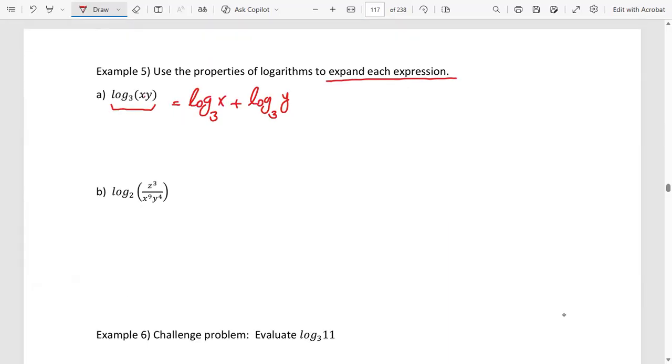Next example. I see a fraction. Fraction means division. Okay, so that means I have to use the quotient rule. And based on the quotient rule, I can have the log of the numerator minus the log of the denominator.